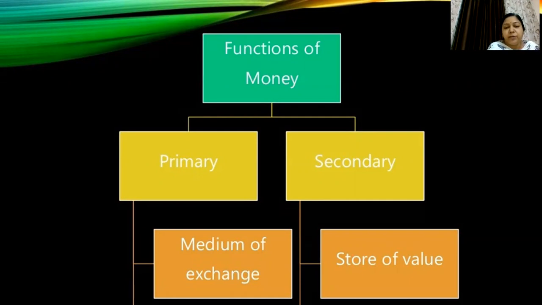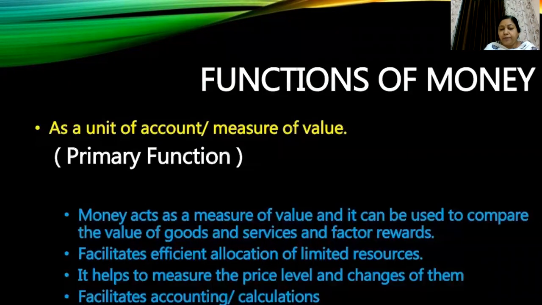Primary function has two qualities: one is medium of exchange and the other is measure of value. Money acts as a medium of exchange, as it facilitates exchange through a common medium, facilitates exchange through a common currency also.